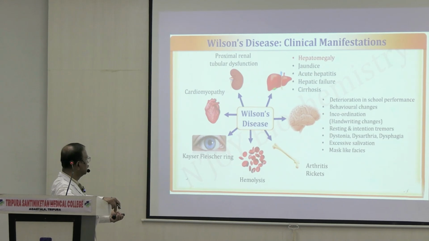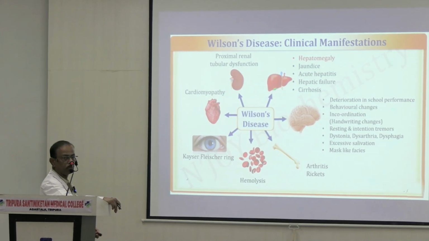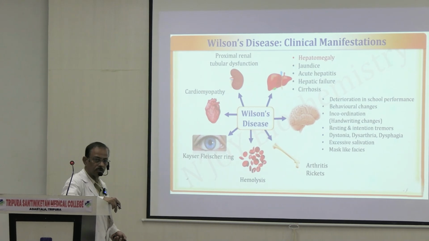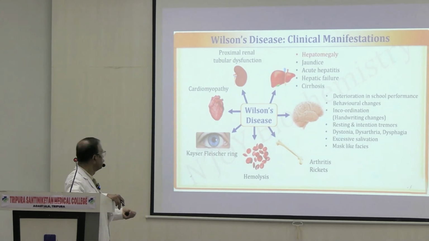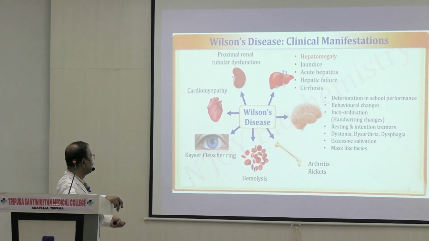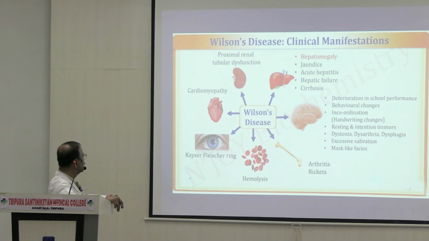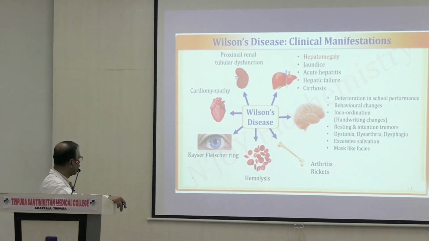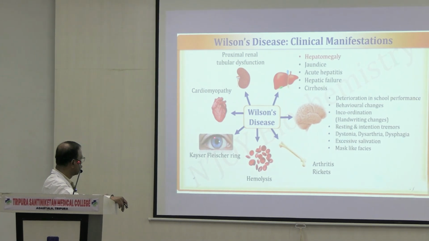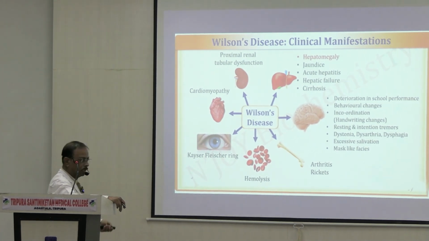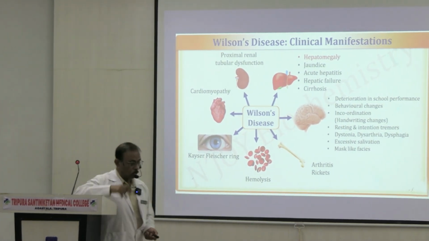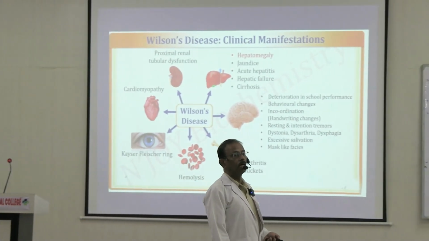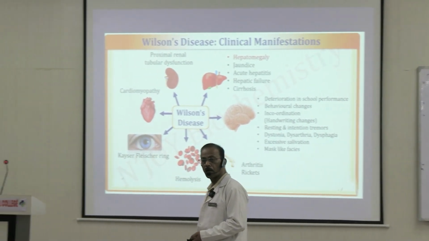In bone, there will be arthritis and rickets. Hemolysis will be there in the RBC. Then Kayser-Fleischer ring: you can see a brown discoloration around the cornea. Copper is deposited in the Descemet membrane, the Descemet layer of the cornea.